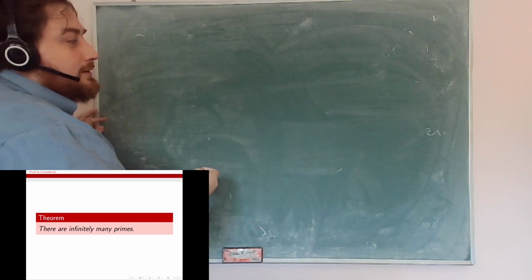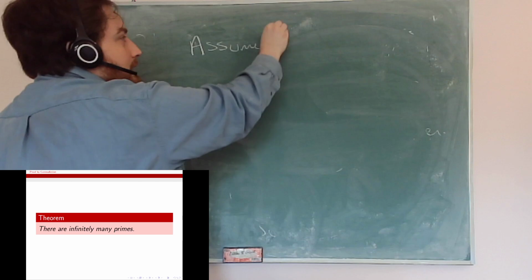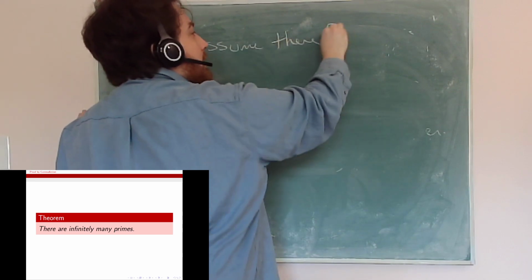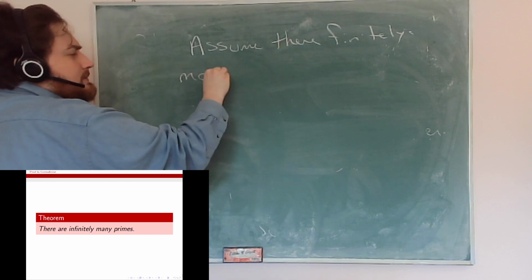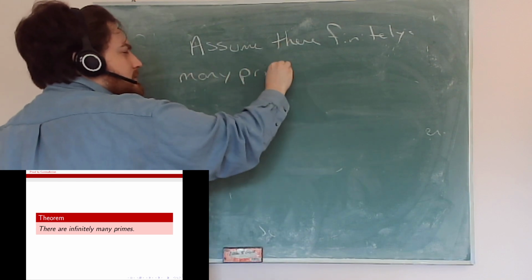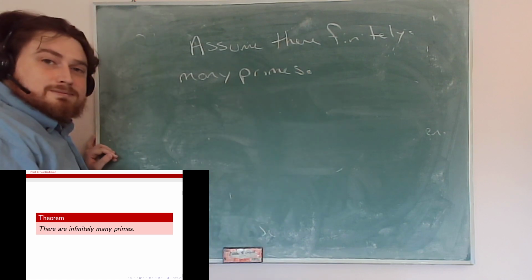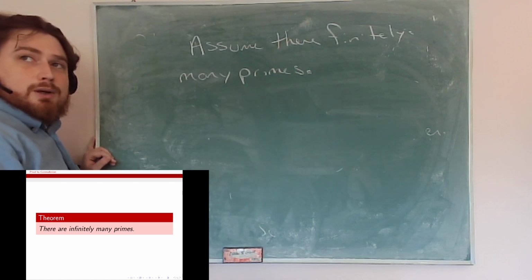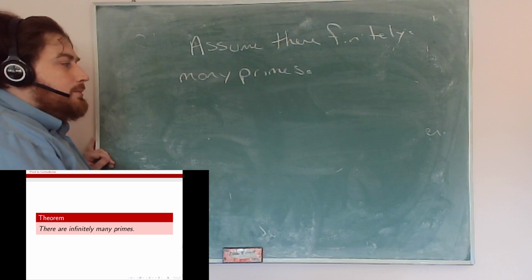It is much easier to do a proof by contradiction, so we're going to assume there are finitely many primes. So the negation of there are infinitely many primes is there are finitely many primes, and I want to see that this leads to a contradiction. How am I going to do that?